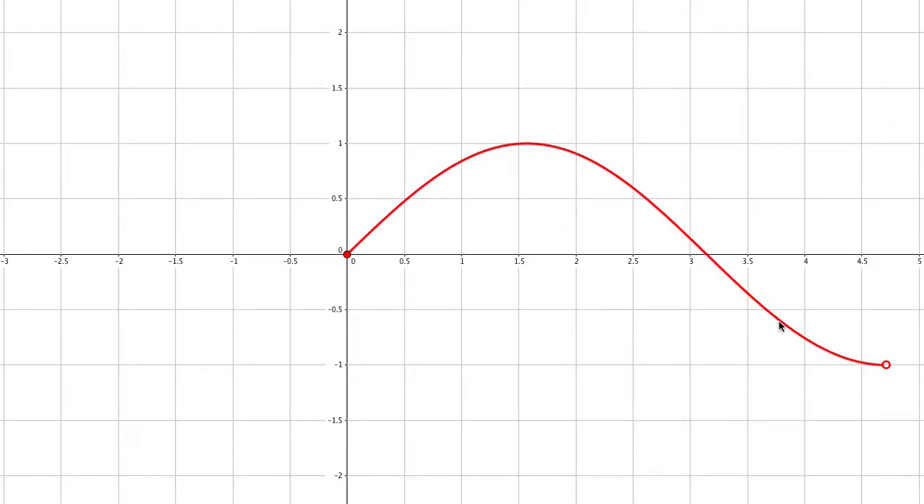But I have no absolute minimum, and the reason is this. This endpoint here is not included. This not included endpoint is at 3 pi over 2, negative 1. Which means, as I get closer and closer to this, the curve's going to decrease. And no matter how close I get to negative 1, I can never get to negative 1, it's not included.